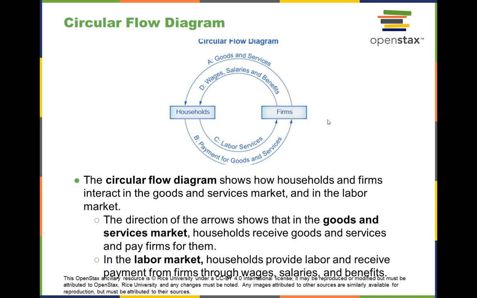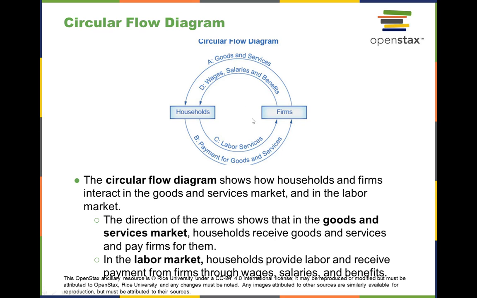The direction of the arrows shows that in the goods and services market, households receive goods and services and pay the firms for them, while in the labor market, households provide labor and receive payment from firms through wages, salaries, and benefits. Now, this is obviously a simplistic model. It involves a complex idea. This is how everything flows through the economy. But obviously, there are some caveats that are not included.